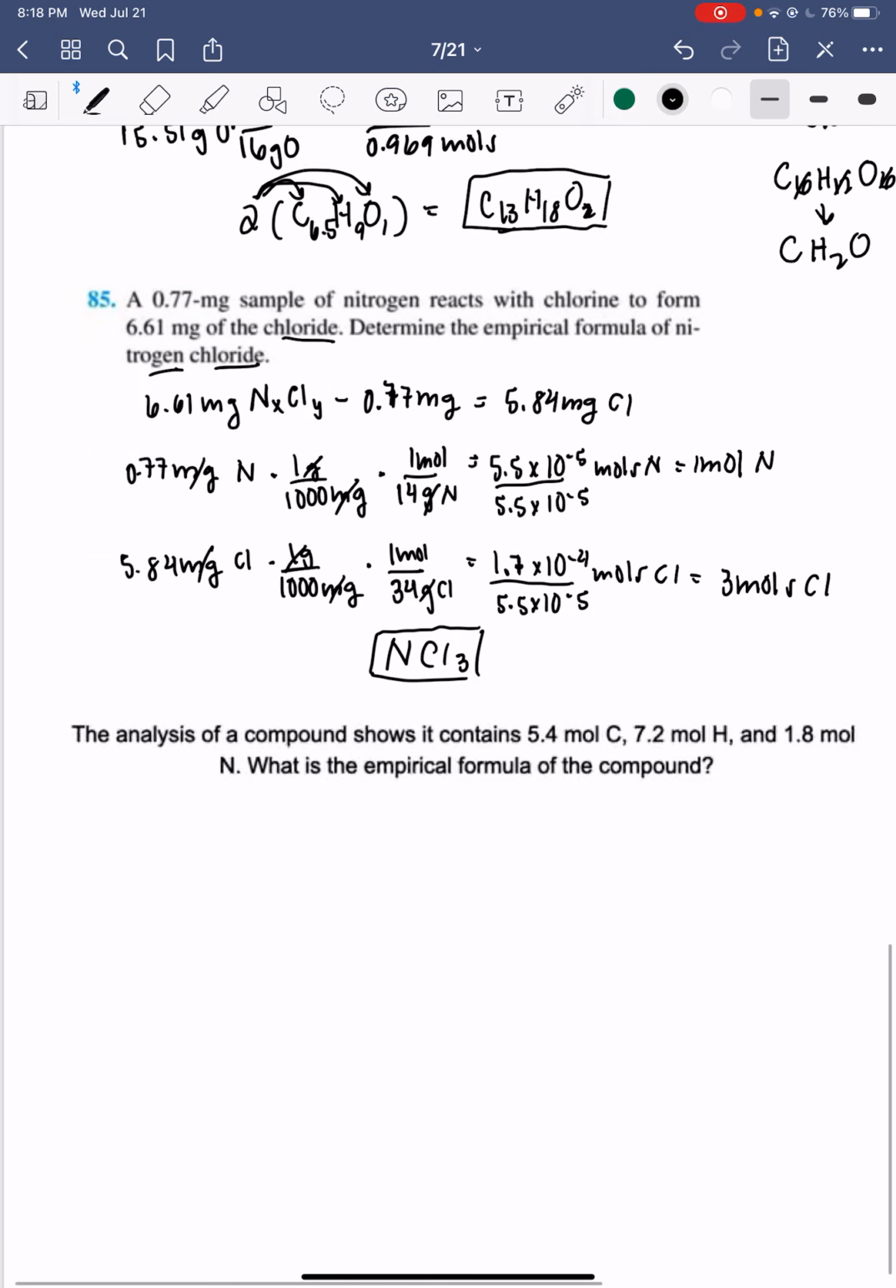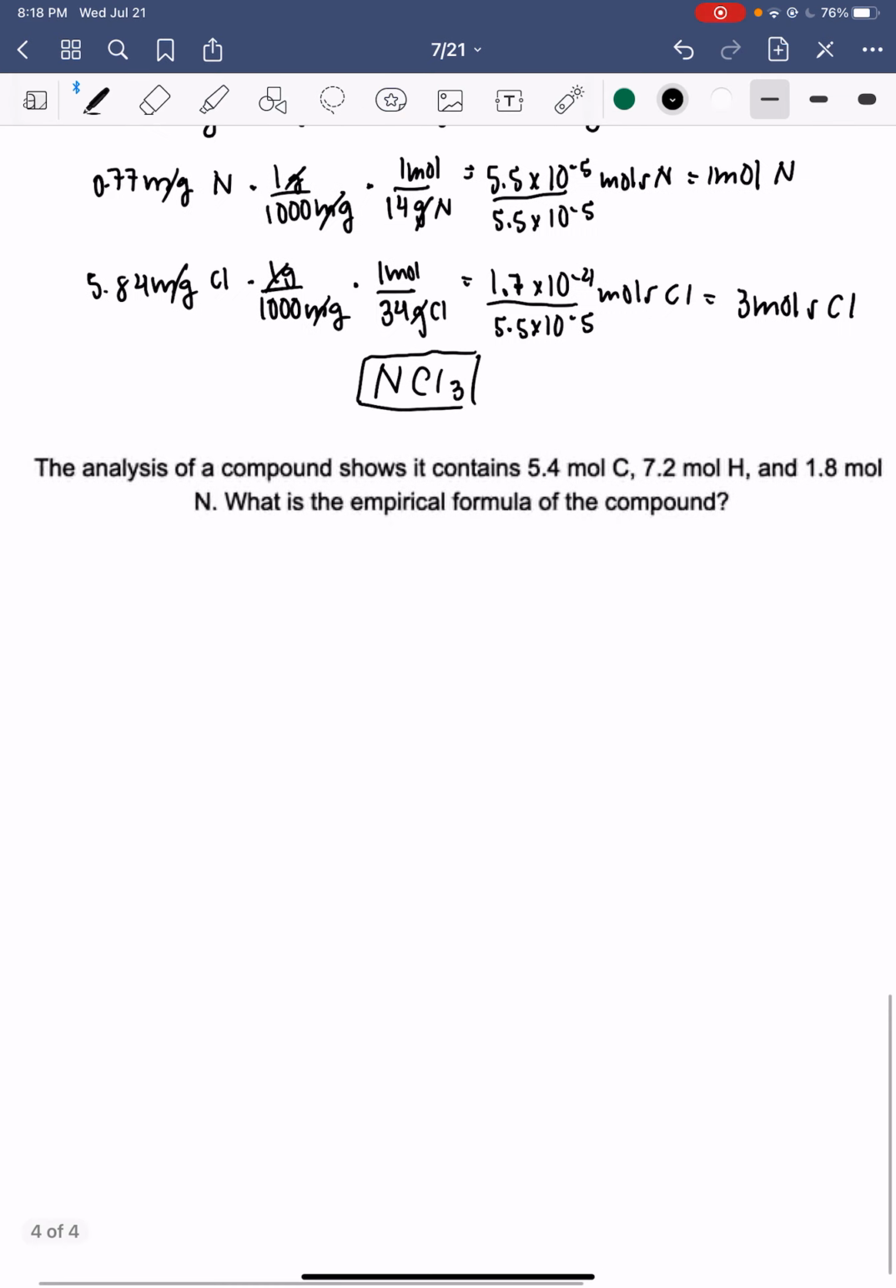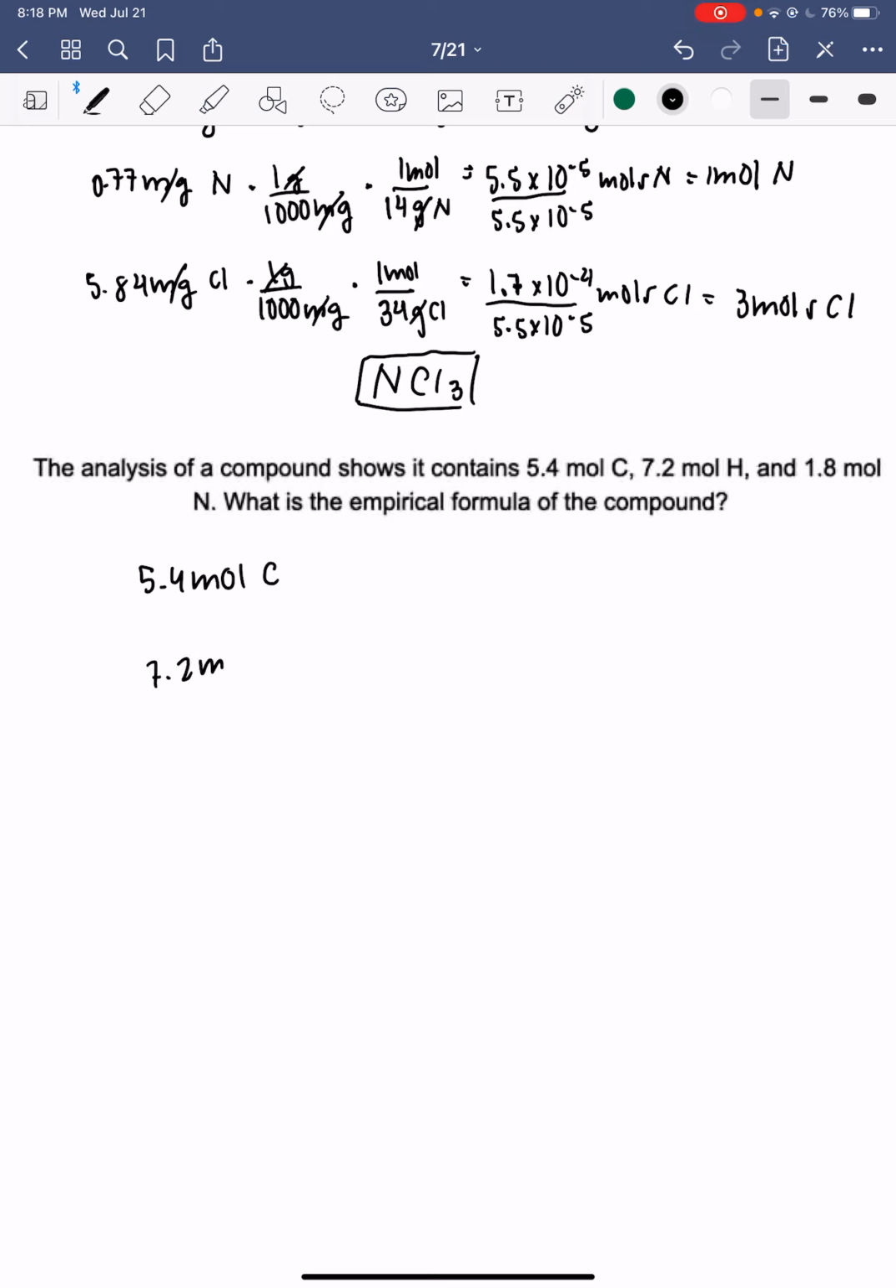Perfect. This last one is really straightforward. I'm going to blow through this a little bit more quickly because we already have everything in moles. We don't need to do any converting here, luckily. We have 5.4 moles of carbon, 7.2 moles of hydrogen, 1.8 moles of nitrogen. This is a good recap example to show that we understand how to find an empirical formula, and we know from the past two examples that we divide by the smallest number of moles here.